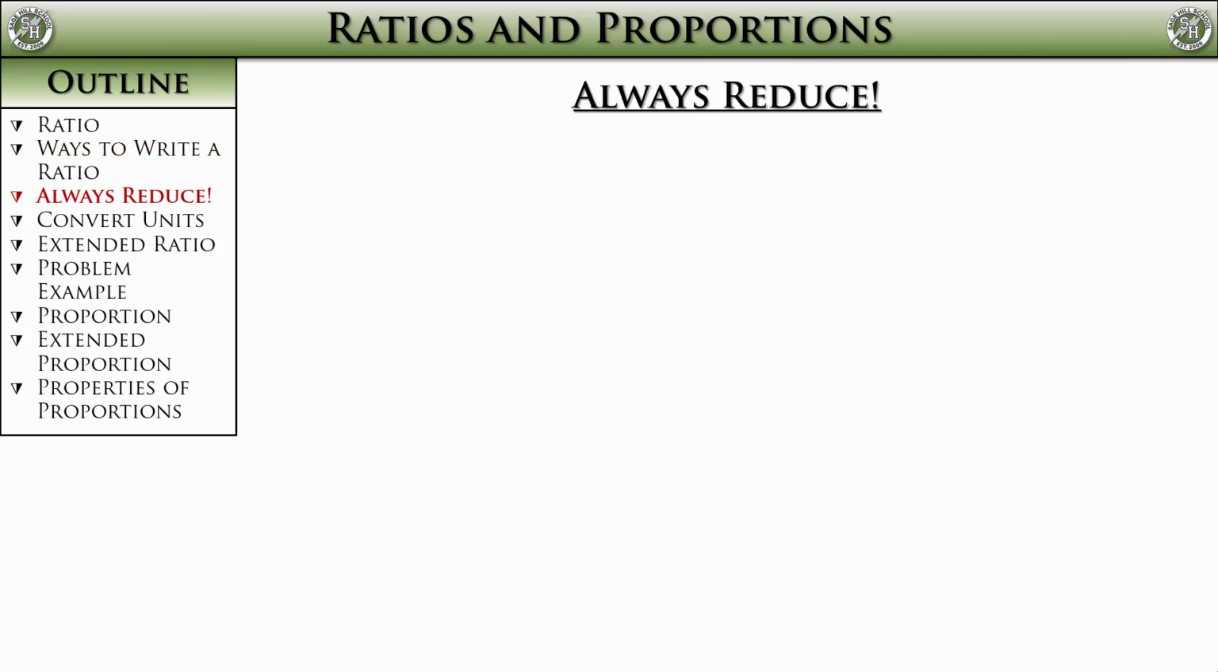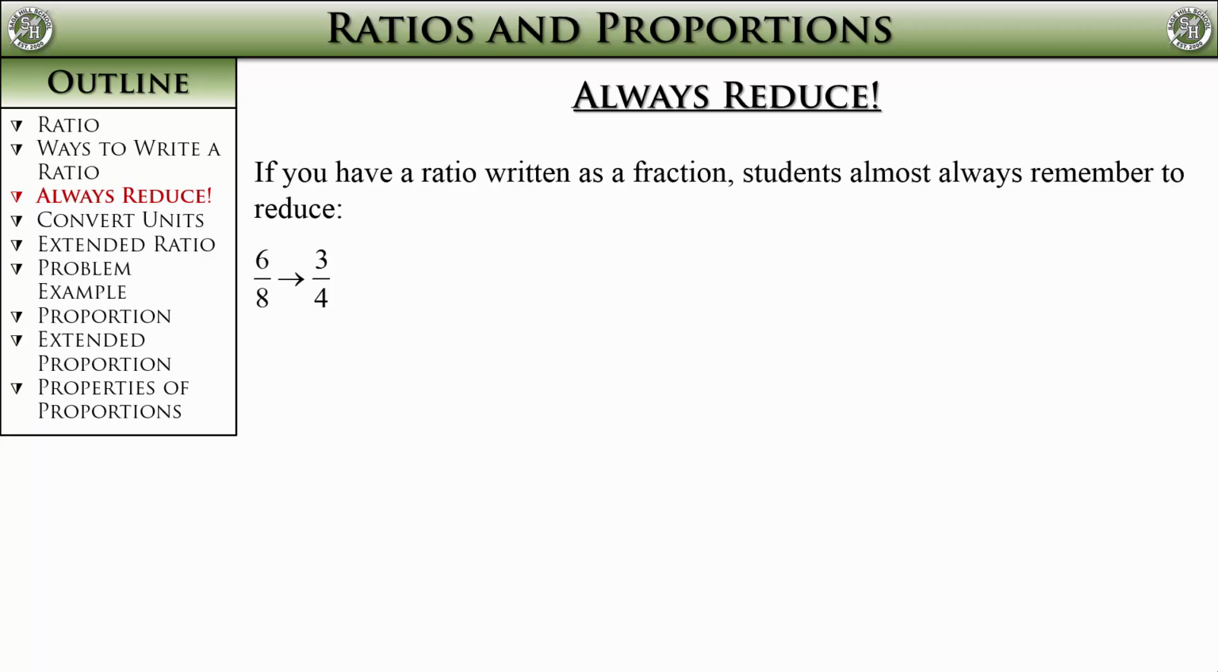One of the ways to write these ratios is as fractions. You probably had it drilled into you back in your fraction days that you always needed to reduce your answer. The same is true of ratios. If you have a ratio written as a fraction, students almost always remember to reduce. The 6/8 gets reduced down to 3/4. However, you must always reduce your ratios no matter how you write them. If you write your ratio in English, the 6 to 8 needs to reduce down to 3 to 4. If you go with colon notation, the 6 to 8 also reduces down to 3 to 4. It doesn't matter which method of writing ratios you go with, you should always reduce them down.